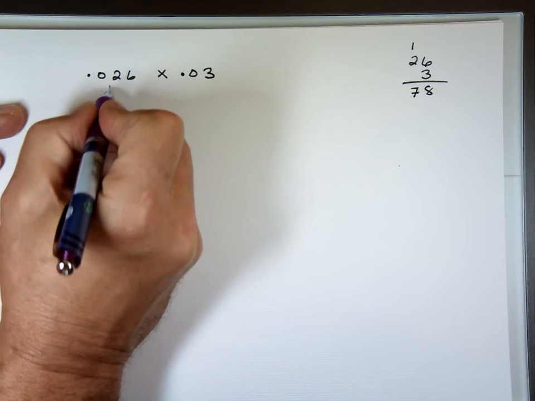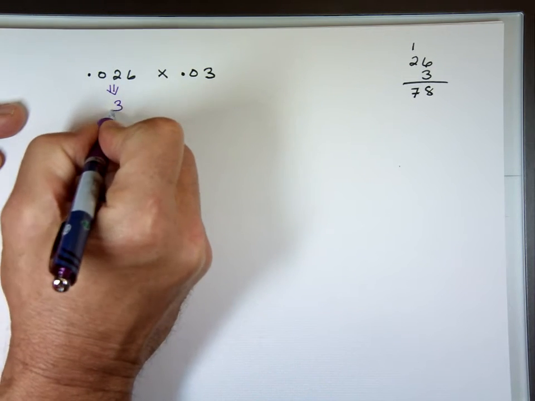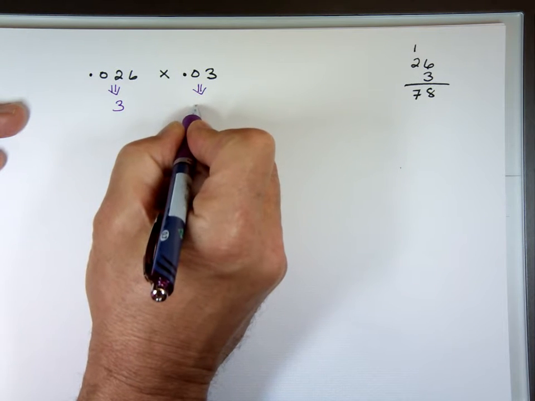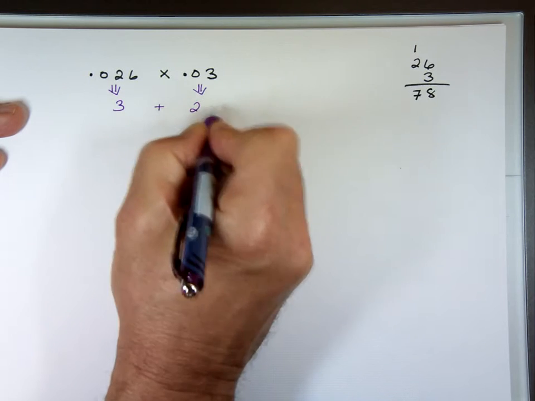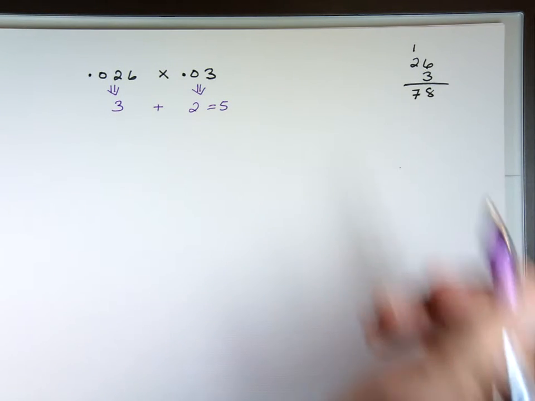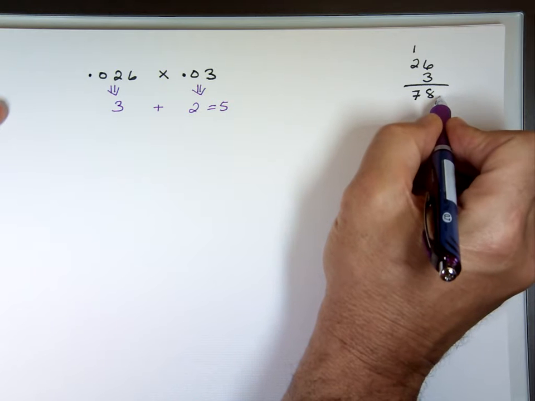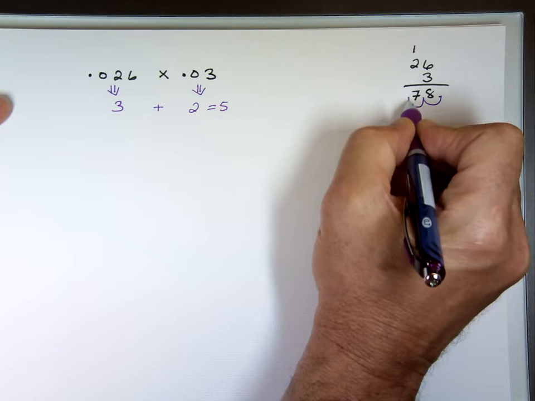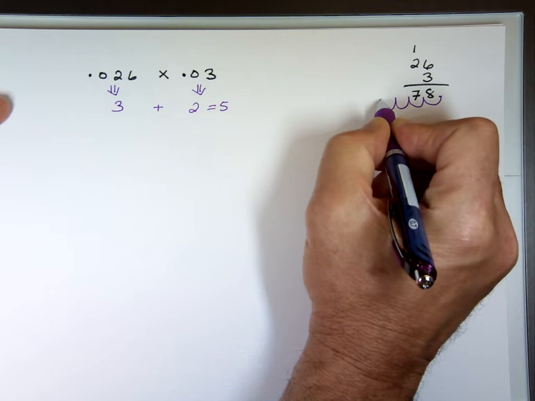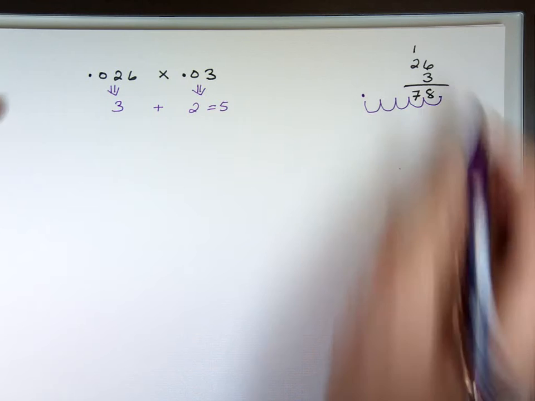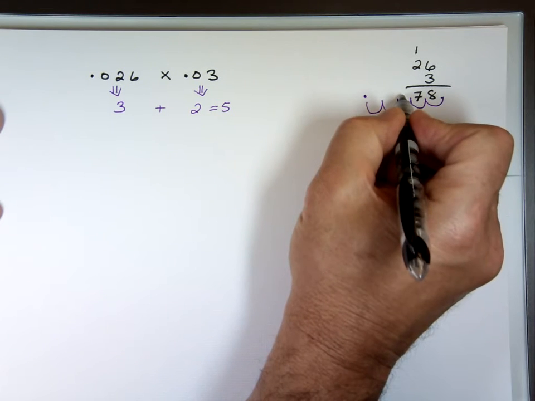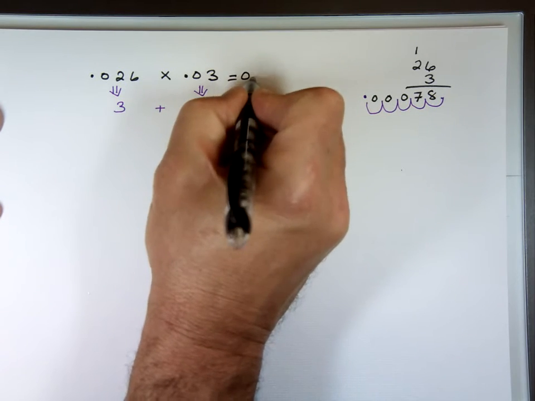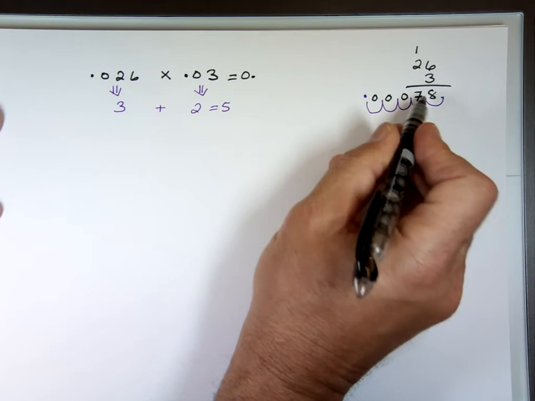How many digits to the right of the decimal point here? 3. How about this one? 2. When you add them, what do we have? 5. So you're going to start from the end, and you're going to move your decimal point how many places? 5. 1, 2, 3, 4, 5. Any empty spot, you have to put what in it? 0. So it's 0.00078.